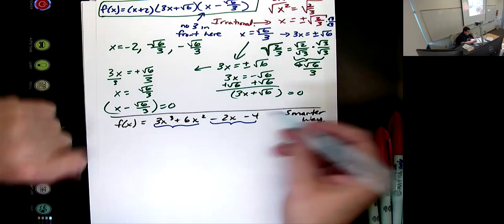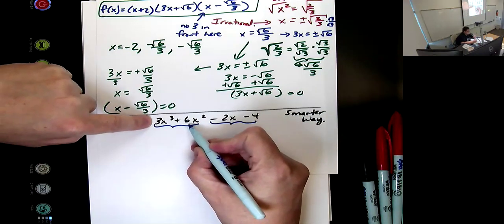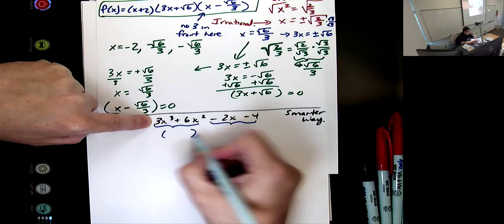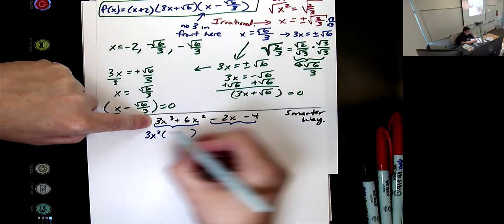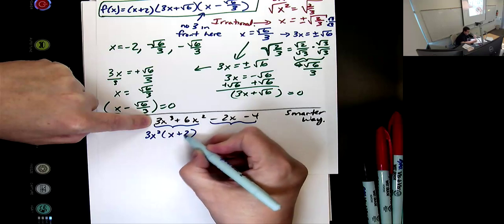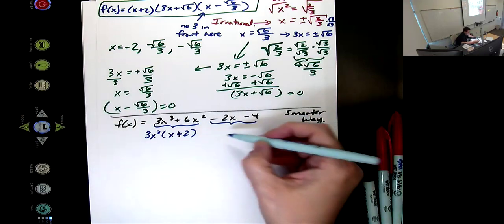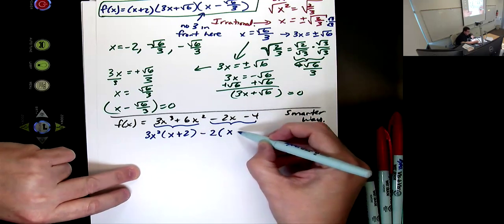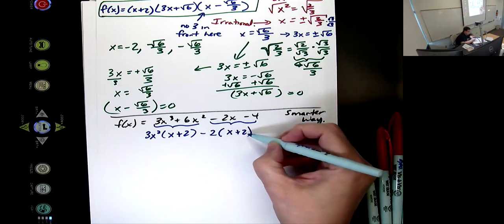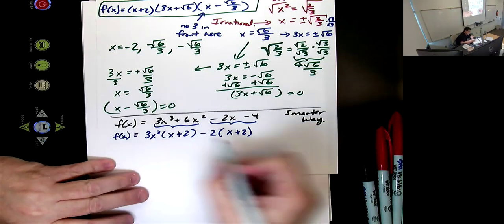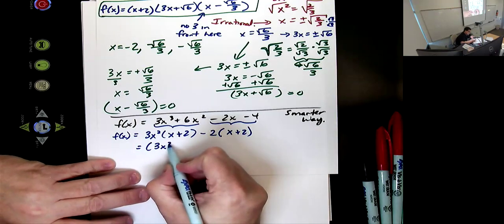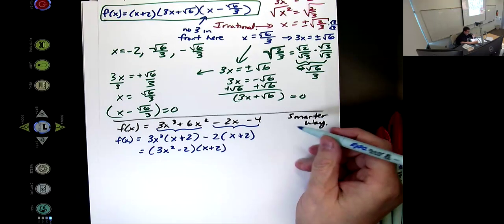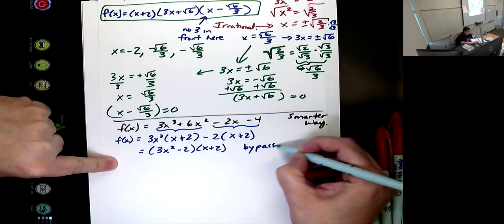3 to 6 and 2 to 4. I don't know. Well, what do these have in common? Let's just try. What's the greatest common factor for this set? 3x squared, right? If I take that out, I have an x plus 2. The greatest common factor here is a negative 2, which gives me x plus 2 here. So we have 3x squared minus 2 times x plus 2. And we bypassed the whole P over Q.